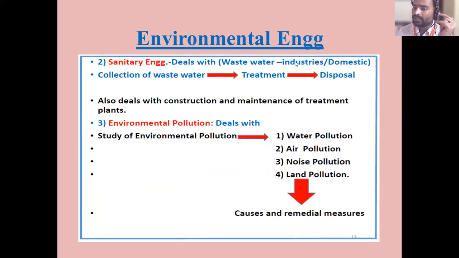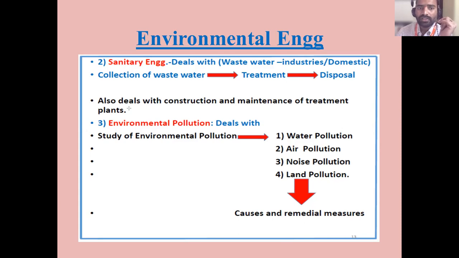Okay, from the industries, can you give an example for the industry? Industry ke example dijiye. Sugar factory. Yes, sugar factory. So that will release some kind of waste, no? So that is waste. We have to treat that one. So the treatment of the wastewater, which is generated from the industry and domestic, is called wastewater engineering. So see, collection of the wastewater, and treatment and disposal. Okay, so this entire thing is called wastewater engineering.